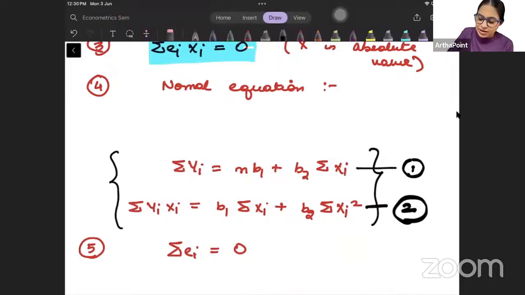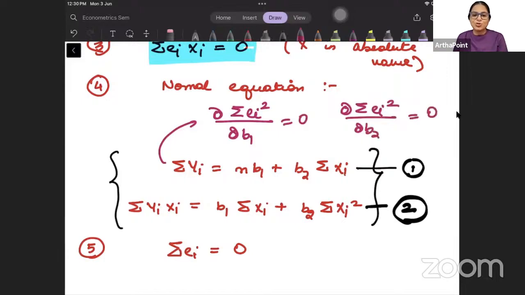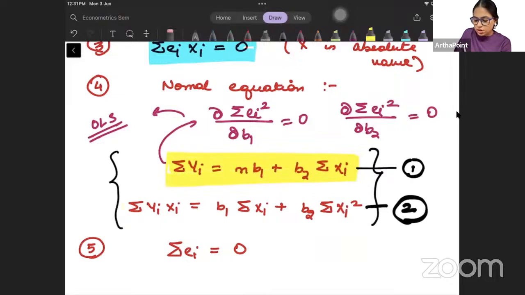Normal equations can be achieved by differentiating summation ei square with respect to B1 and equating it to 0, and differentiating summation ei square with respect to B2 and equating it to 0. Whenever you follow the process of ordinary least squares, OLS, that is when you will get these two normal equations. This is the first normal equation and this is the second normal equation.